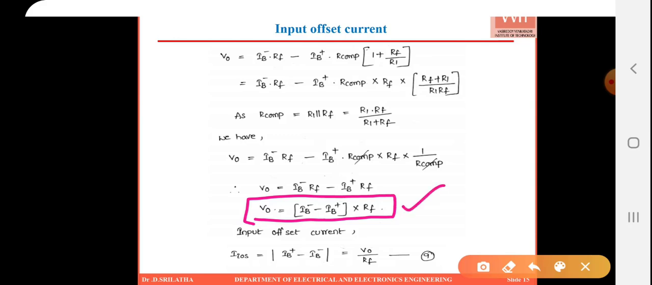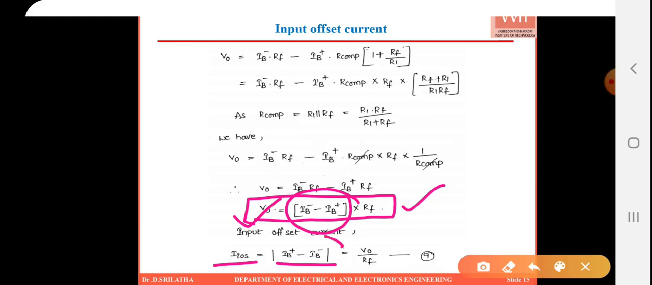We have this expression. So finally we can define: the difference of these two bias currents causes some voltage to appear at the output terminals of the op-amp. Hence this is called the input offset current. It is the difference of these two bias currents, IB plus minus IB minus.